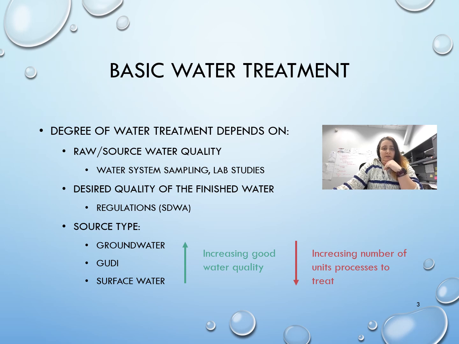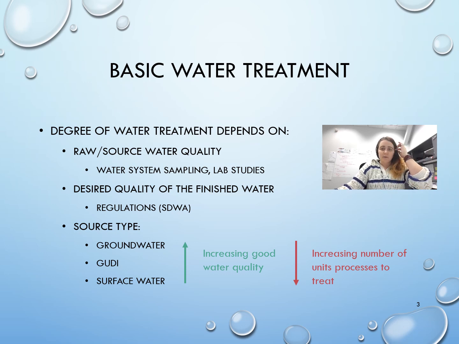One key thing when it comes to water treatment is the degree that you have to treat your water to depends on a couple things. It depends on the raw or the source water quality, and that's found through water system sampling and lab studies. For example, the Metropolitan Utilities District in Omaha will have staff specifically who go out and sample their source water so that they know what's in it. And then the degree of quality of the finished water also comes into play. We've talked about regulations, the Safe Drinking Water Act. All of those regulations from both the federal and the state level are going to be important because that's basically your target. That's what you want at the end of the day.